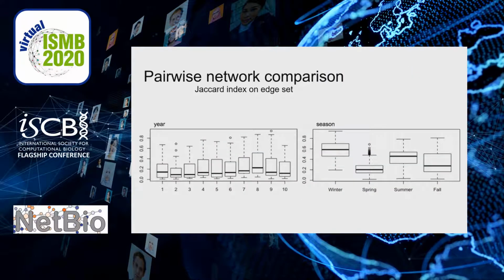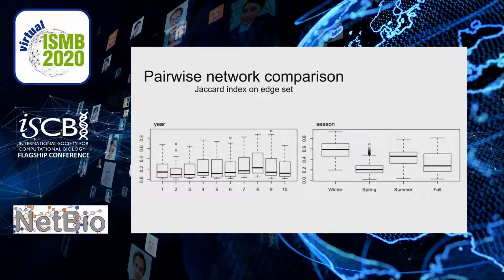One of the first things I measured was network similarity with the Jaccard index based on a set of edges. If two networks have exactly the same edges, the score is 1. If two networks don't share any edge, the score is 0. I computed it for each pair of networks.